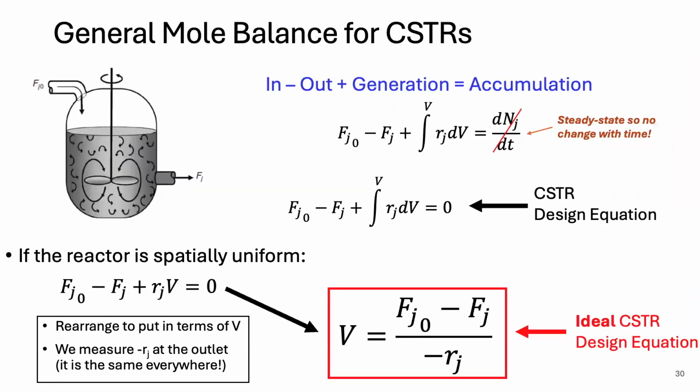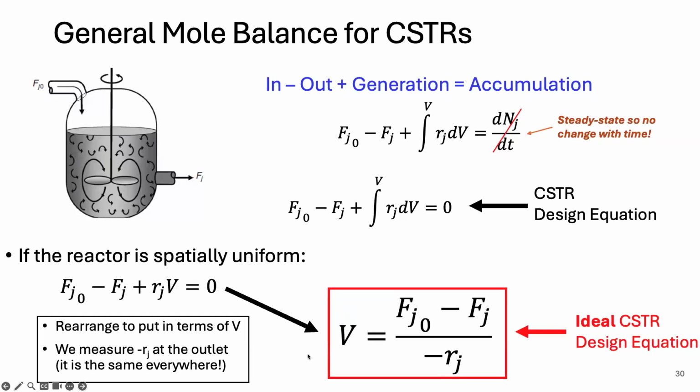So now we can apply our general mole balance for the CSTR, again: in minus out plus generation equals accumulation. In this case, compared to batch, we have flow in and flow out, as is depicted. We have a reaction taking place, but again, we're operating at steady state, so our accumulation term goes to 0. With that, we have our general CSTR design equation. Now if we make the additional assumption that our system is well mixed and our concentrations are spatially uniform, we can simplify our generation term as just Rj times V. Then we can rearrange and get the ideal CSTR design equation.